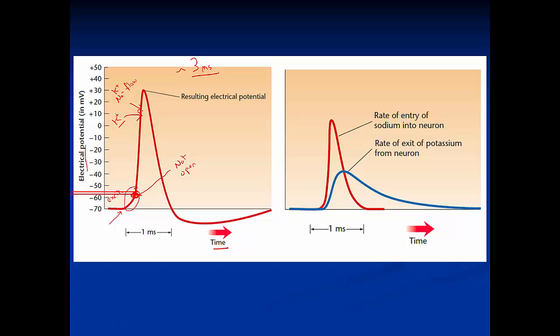Okay, but what happens to my potential? As I said, right, it continues to get more positive because sodium wins. Right here, what happens right here at the peak? Right here, those sodium channels snap shut. Now what happens? Now from here on, it's only potassium leaving. Okay, potassium's leaving. Now as potassium leaves, what happens? All right, we get less positive.